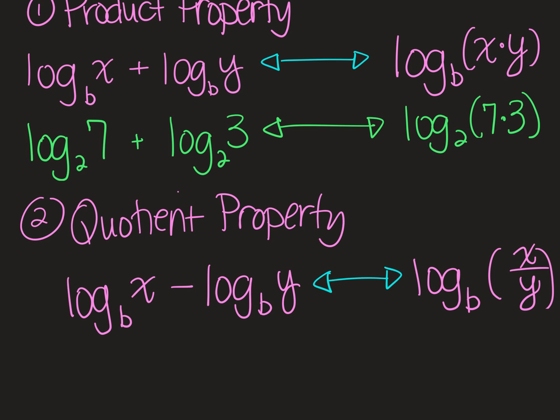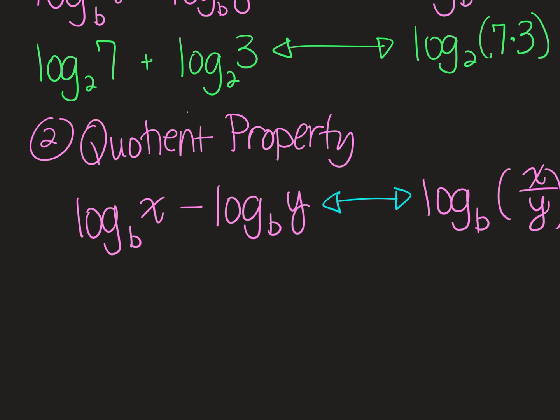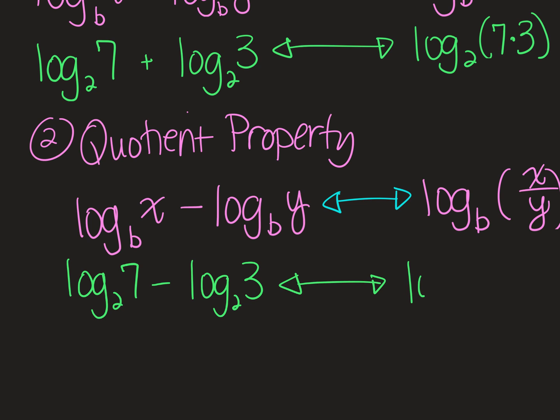So we've got the product property and the quotient property. Let's put an example here with numbers. We did that on the last one as well. So something like the log base 2 of 7 minus the log base 2 of 3 can be rewritten as a logarithm with the same base of 2, where we would divide 7 by 3. Those are equivalent expressions. So that's what it might look like if we see it in a problem.